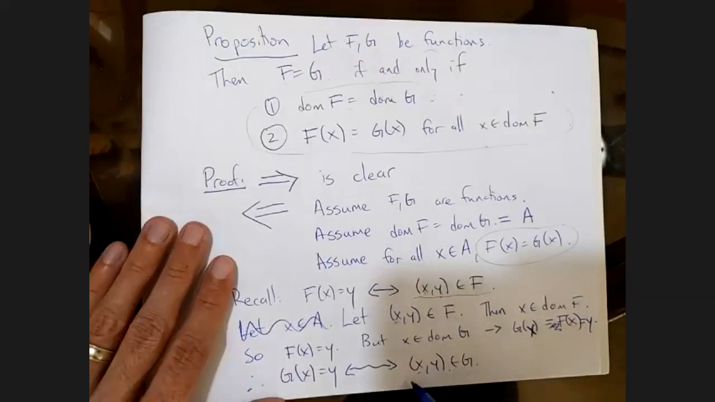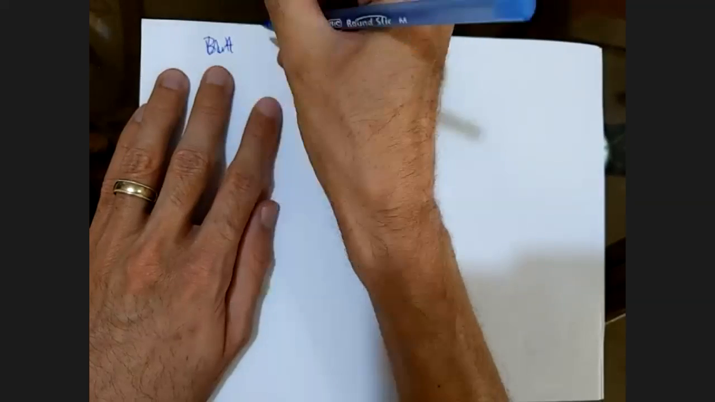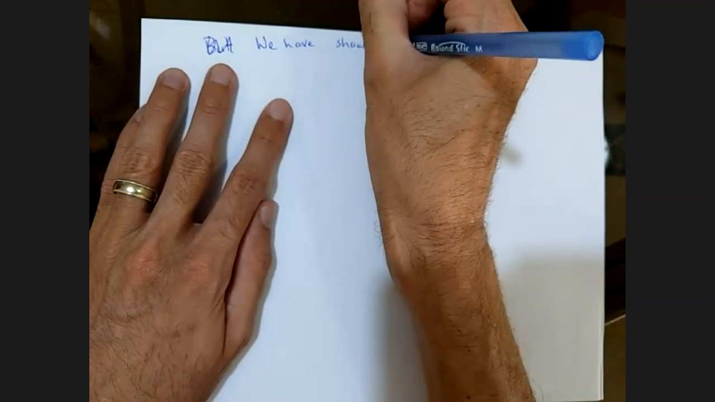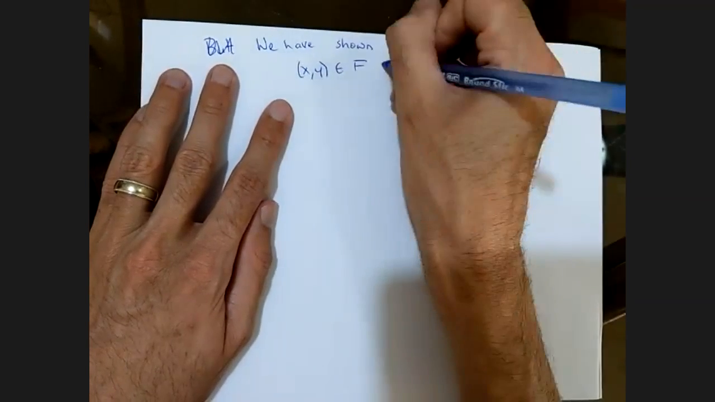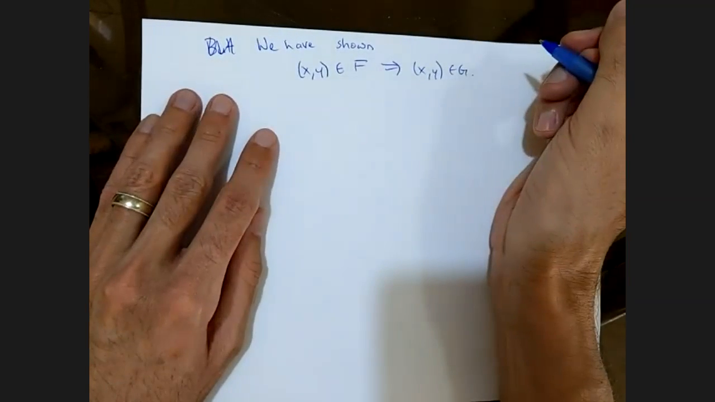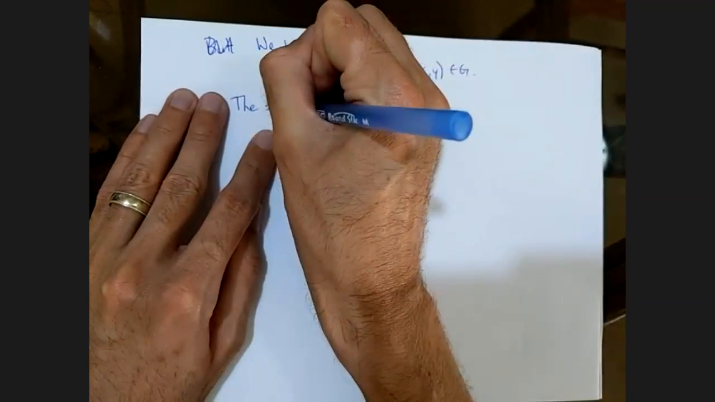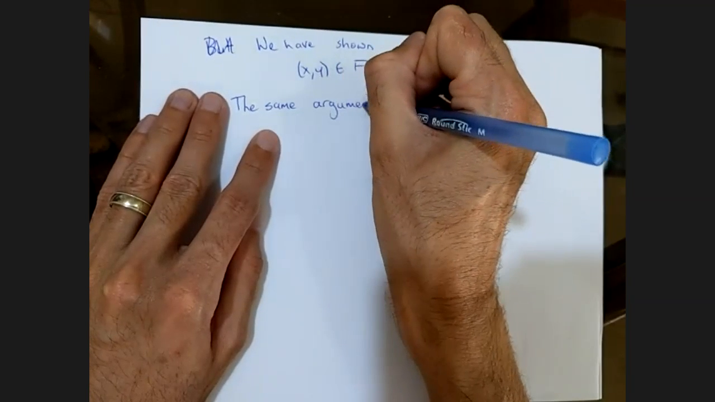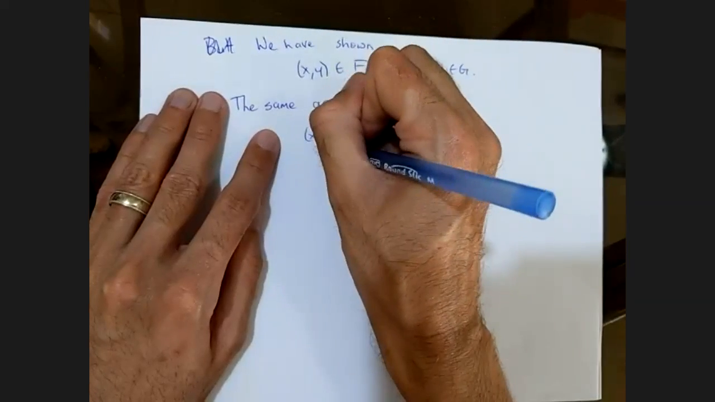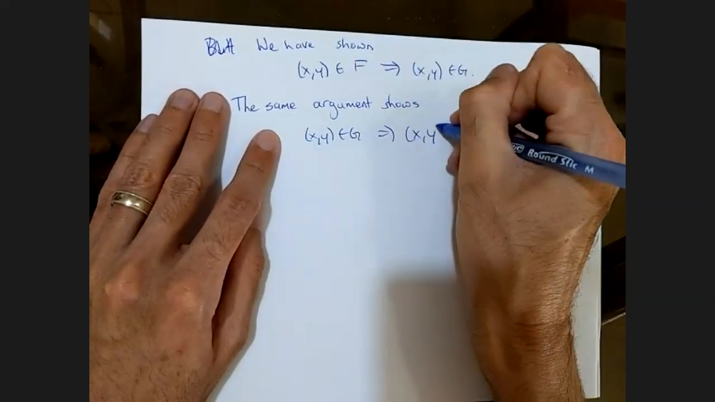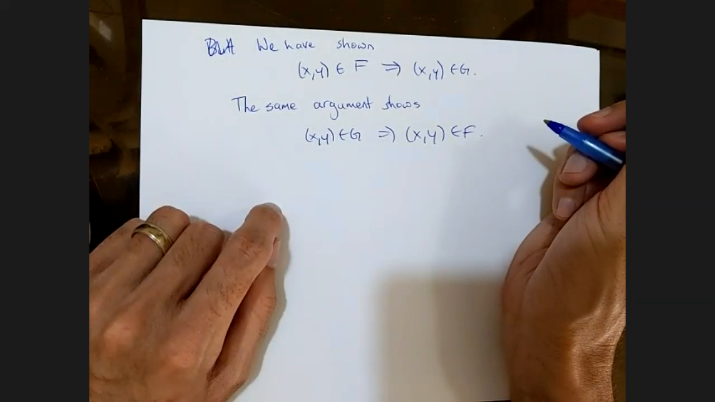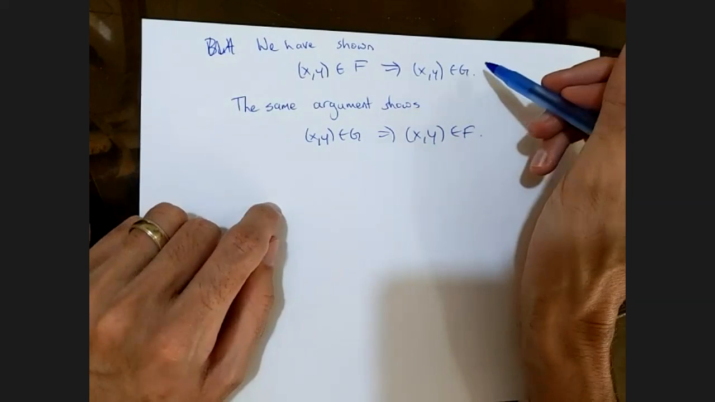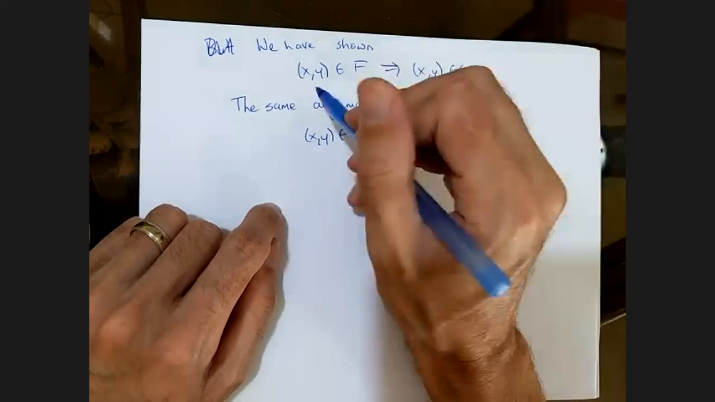But the same argument works to show that if xy is in G, then xy is in F. So what we can say is we have shown that xy is in F implies xy is in G. The same argument shows that if xy is in G, then xy is in F. But our assumption is that F and G are binary functions. So the only possible elements of F and G are of this form.